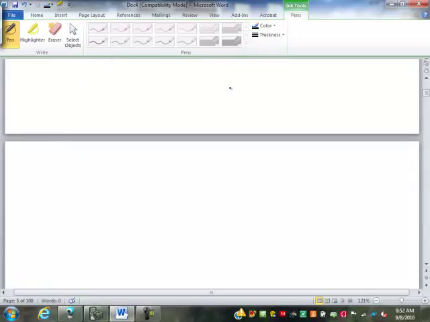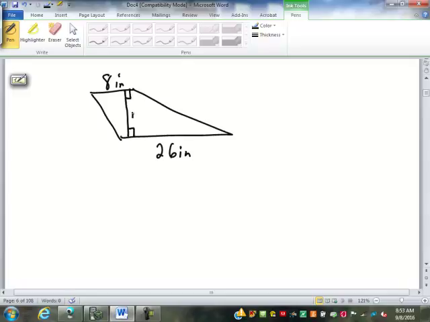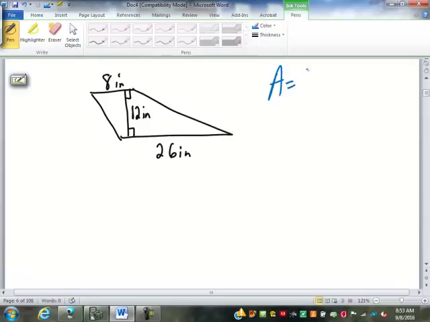So in your notes, find the area of this trapezoid. Now, even though it's slanted off to the side, the 8 and the 26 are still the bases, the 12 is still that height. So go ahead and plug that into the formula and find the area.